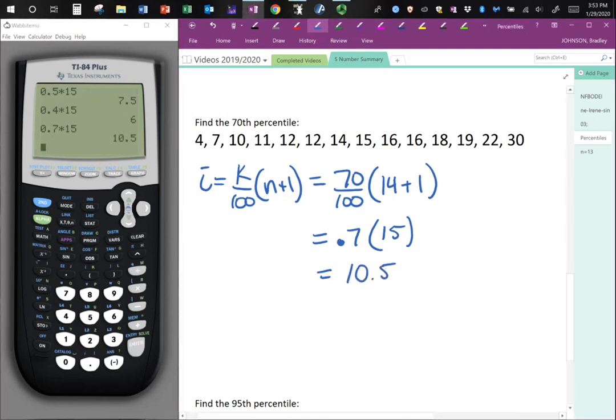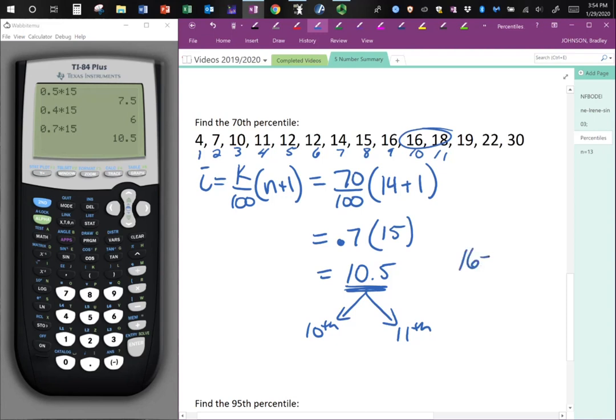10.5. Remember what to do when it lands on 10.5? Really, you need to look at 2 spots. Go to the 10th spot and the 11th spot. So, let's also count 1, 2, 3, 4, 5, 6, 7, 8, 9, 10, and 11. What happens when you land on 2 numbers? You need to average them.